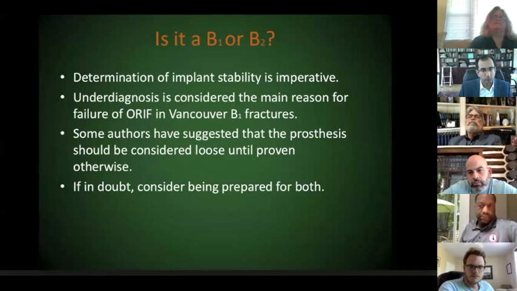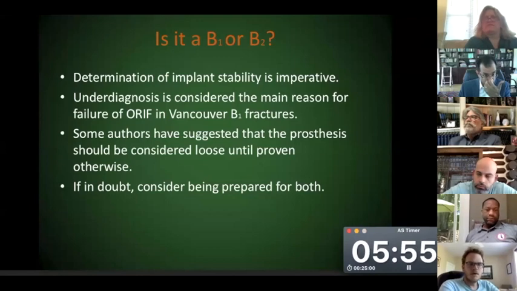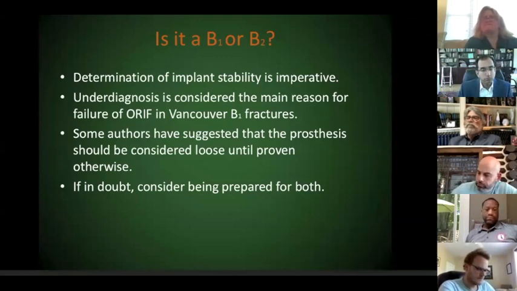So really, determination of implant stability is imperative. The underdiagnosis is actually considered the main reason for failure of fixation in Vancouver B1 fractures. And some authors have suggested that the prosthesis should be considered loose until otherwise.